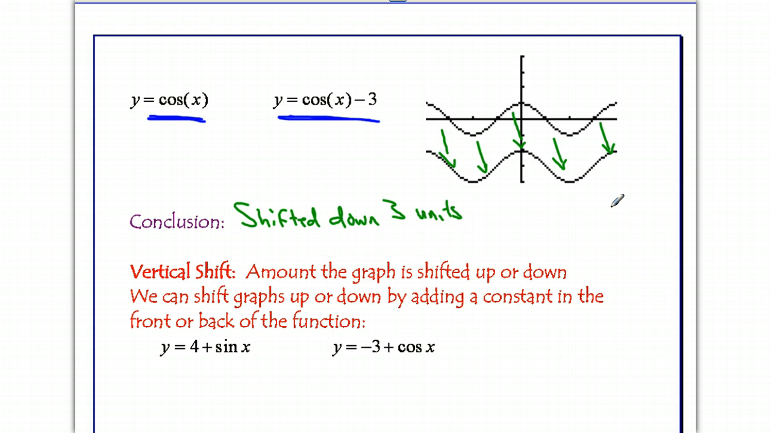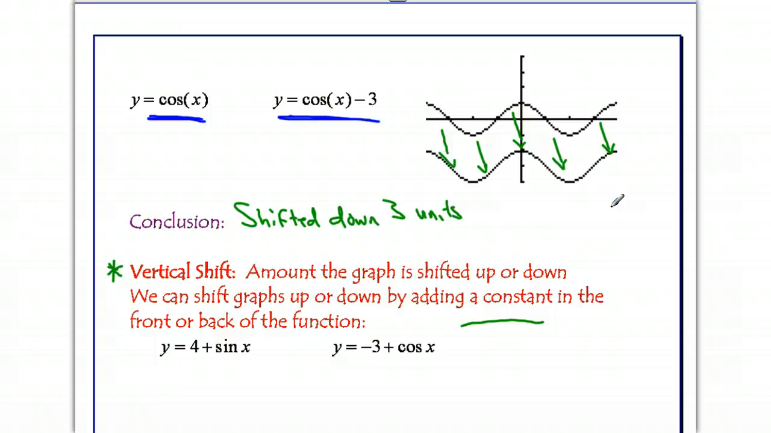And by itself it is, but remember we did 2 things in the first section. Now we have a third thing. We're going to add another thing. There's going to be 4 different ways to shift these graphs. It's going to get very, very complicated. But our first part we've got here is called the vertical shift. It's the amount the graph is shifted up or down. And how do you do this? Add a constant, and add that constant in the front or the back of the function.